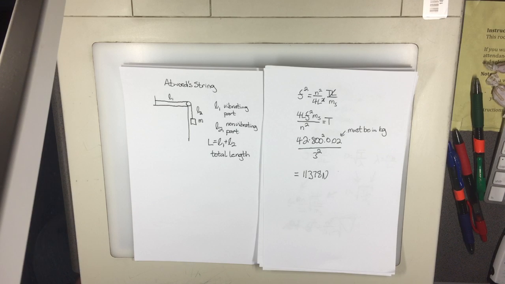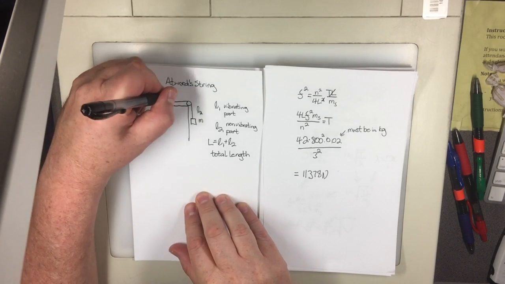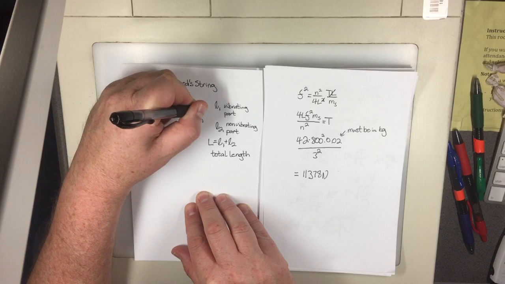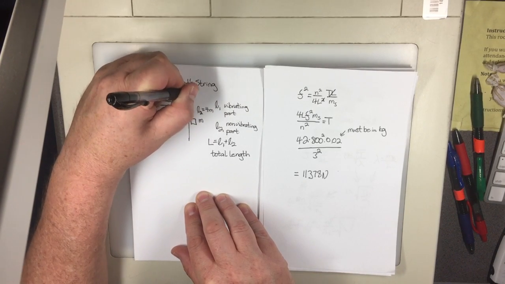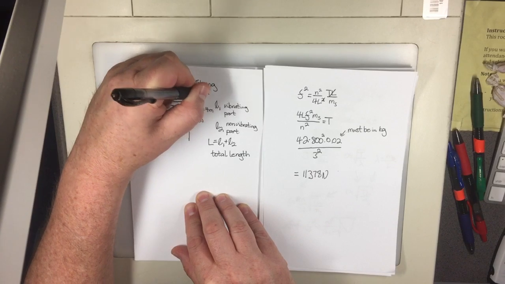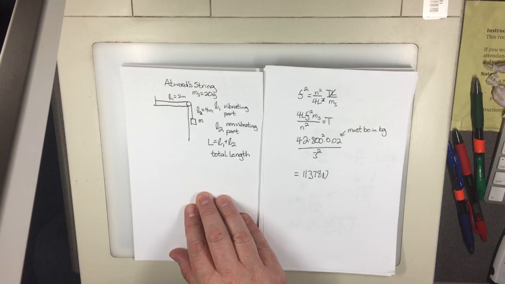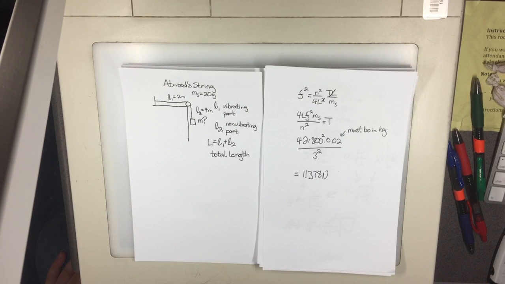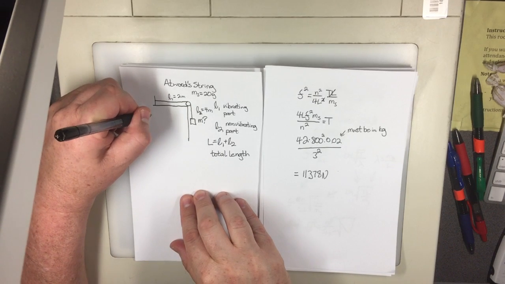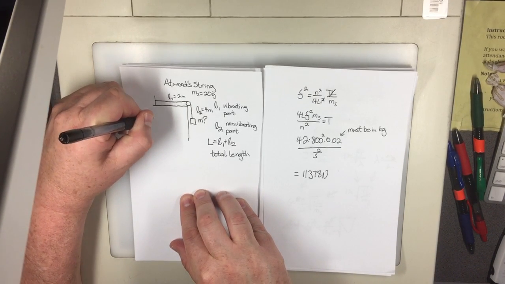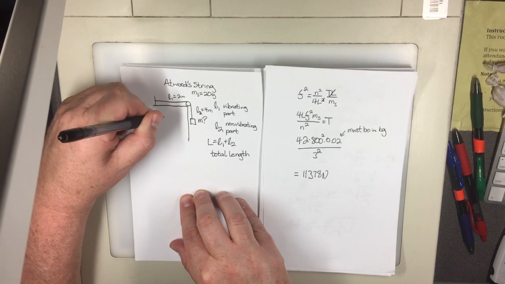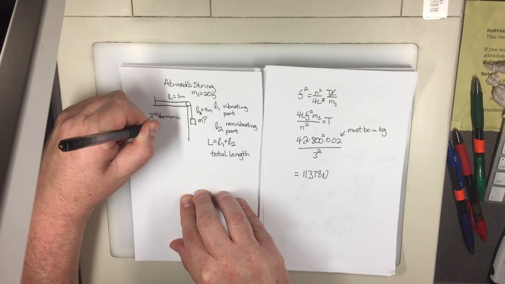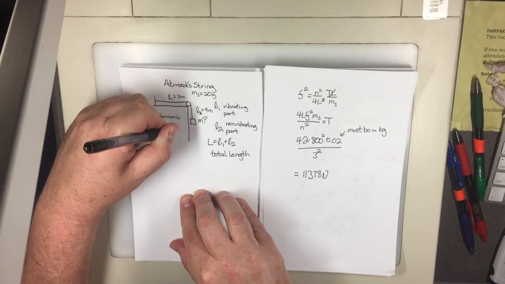In this particular problem, what we're going to do is I'm going to say that L1 is equal to 2 meters and L2 is equal to 4 meters. The mass of the string is 20 grams. I want to know how much mass is hanging on that string if it's at its second harmonic, if its frequency is 600 hertz.